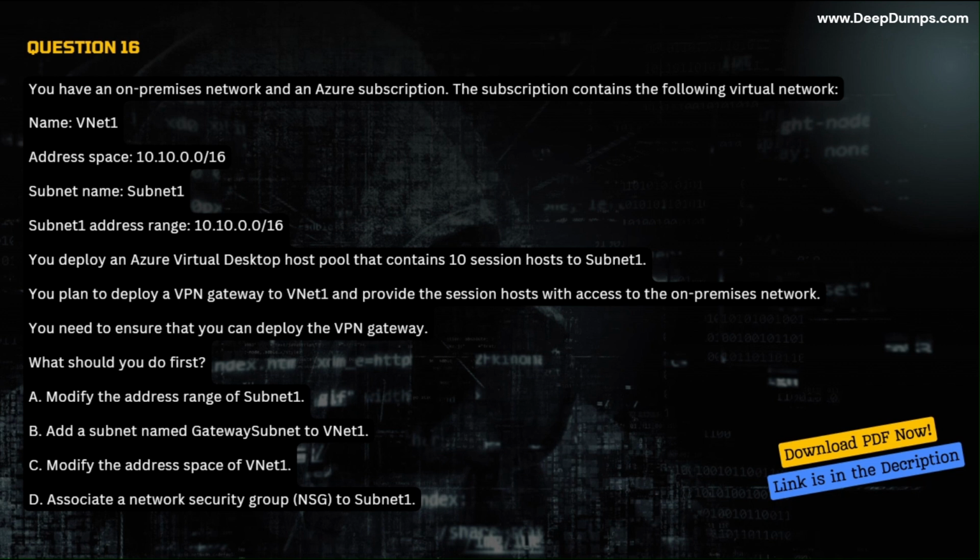You deploy an Azure Virtual Desktop host pool that contains 10 session hosts to Subnet1. You plan to deploy a VPN gateway to VNet1 and provide the session hosts with access to the on-premises network. You need to ensure that you can deploy the VPN gateway. What should you do first?